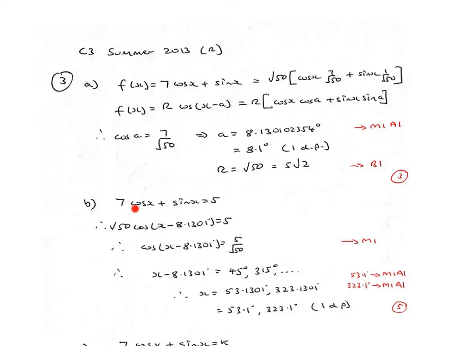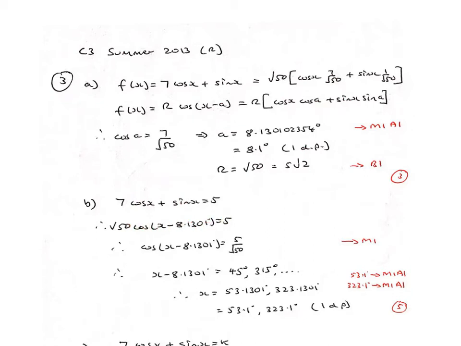In part B we've got to solve the equation 7 cos x plus sin x is 5. We know what 7 cos x plus sin x is. It's root 50 cos(x minus a), 8.1301. So it's basically solving this equation because we've already done this. We've already written 7 cos x plus sin x in this format.